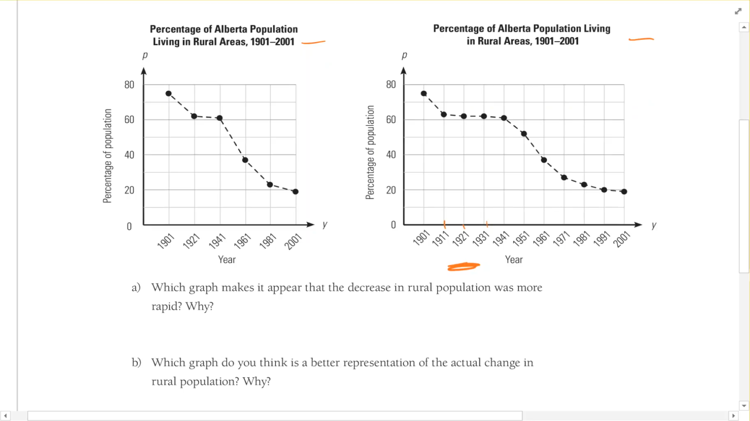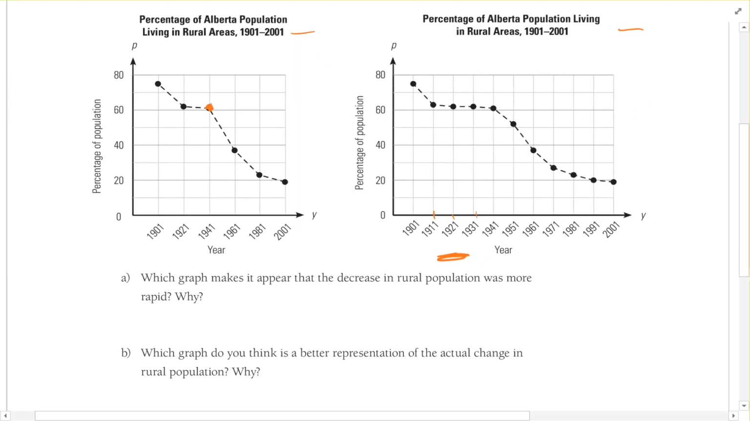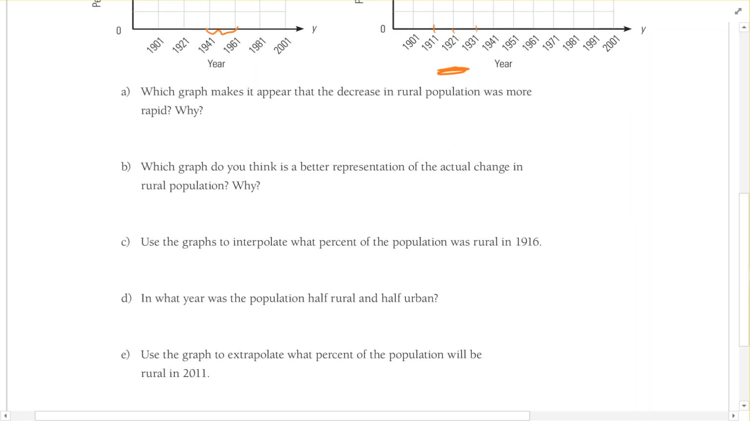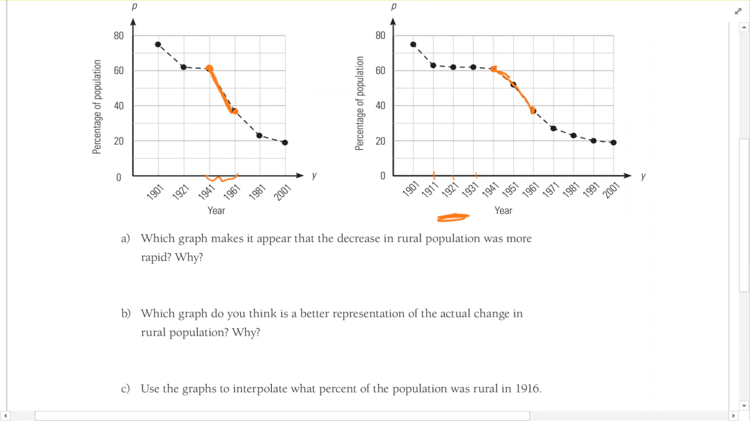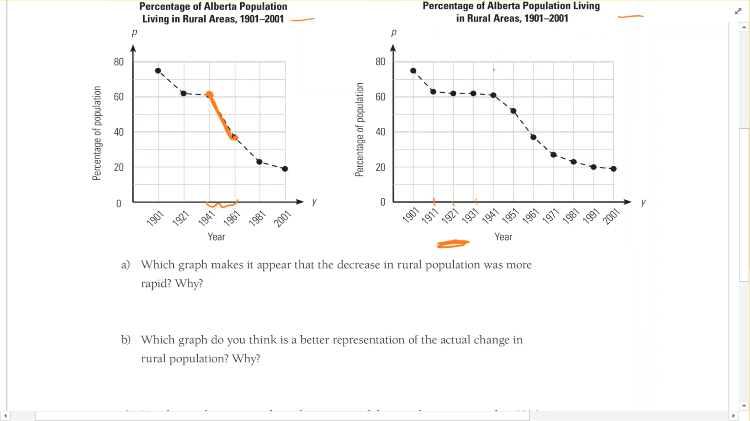Well, that's going to be this graph because look at this one. It goes from here in 1941, and then all of a sudden down here, it's a steep drop. That looks more rapid, but it's just because there's a whole bunch of years in between there. There's 20 years between 1941 and 1961. This one, 1941 to 1961, you can see that it curves or banks down and just more gradually goes down. So B, which graph do you think is a better representation of the actual change in rural population? Probably the one with more data points, so probably this one.